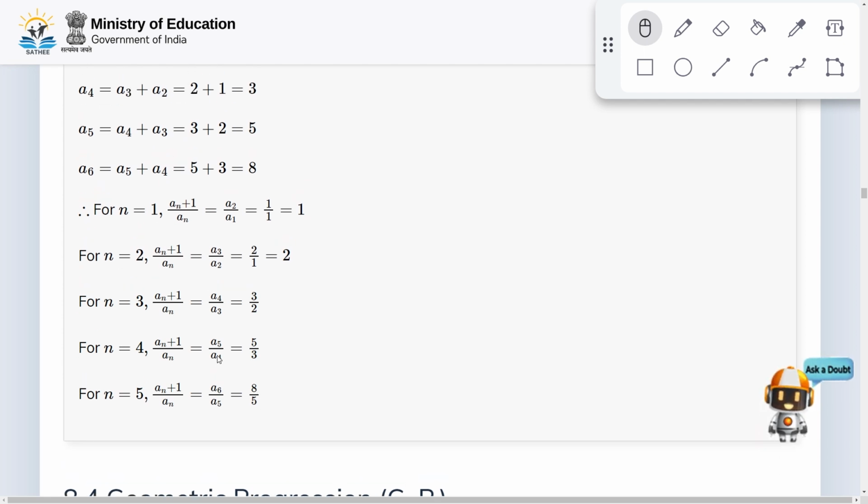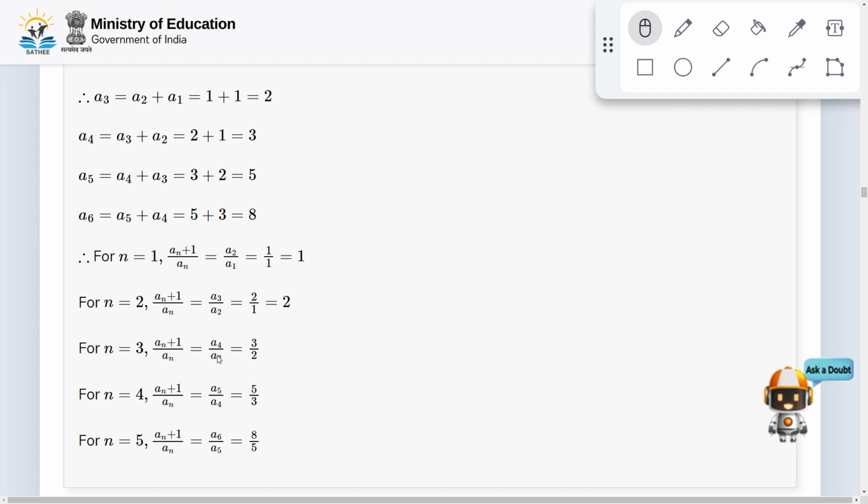Clear? So this is it for now. I hope that you understood the concept of sequence and series. Now you have some idea about what we mean by sequence, what we mean by series, and what we mean by the general term of a sequence. Clear? So this is it for now. We will be back with more from this chapter.